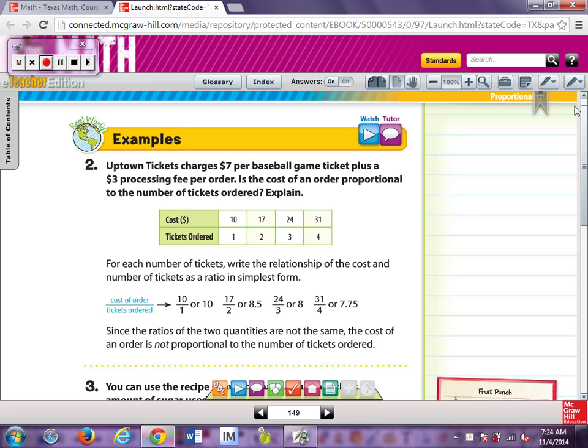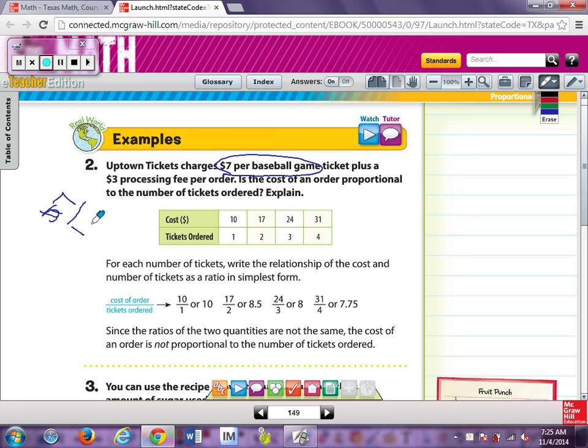Here we have another example. Uptown Tickets charges $7 per baseball game ticket plus a $3 processing fee per order. Is the cost of an order proportional to the number of tickets ordered? Explain. So here we have this kind of complicated situation. It's $7 a ticket. All right, so I know I can multiply any number of tickets times 7 and figure out the price. That's easy. But it says plus a $3 processing fee per order. So that means I'm paying $3 no matter how many tickets I order. And that kind of changes things up a bit. So we have the one thing we like here in this story, which is $7 per baseball game.